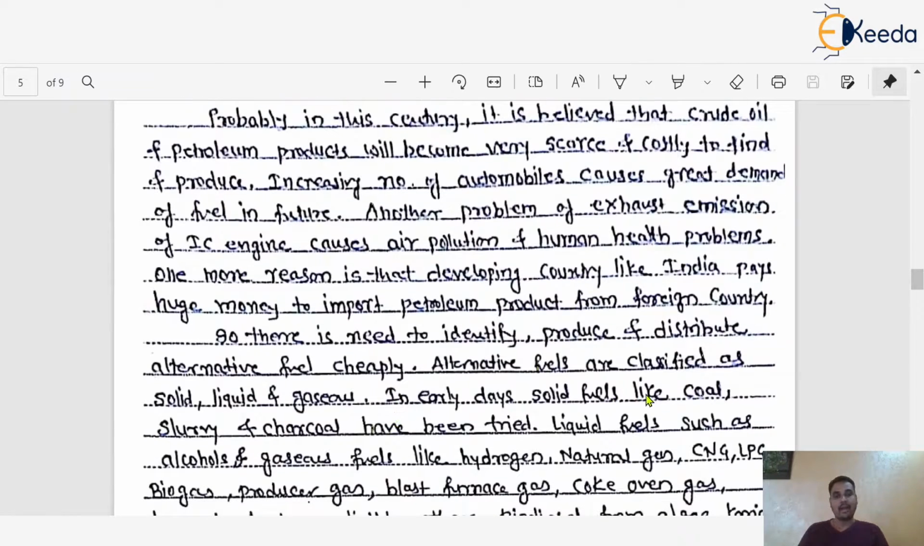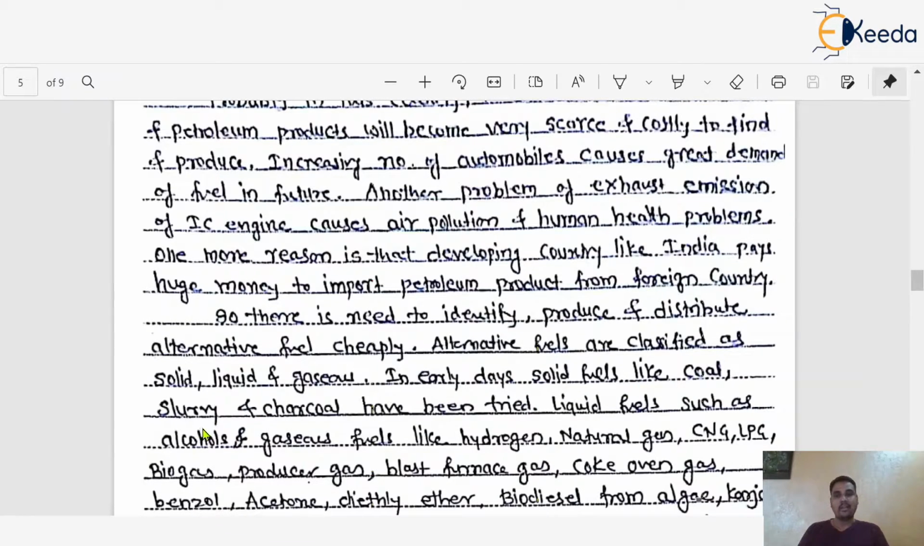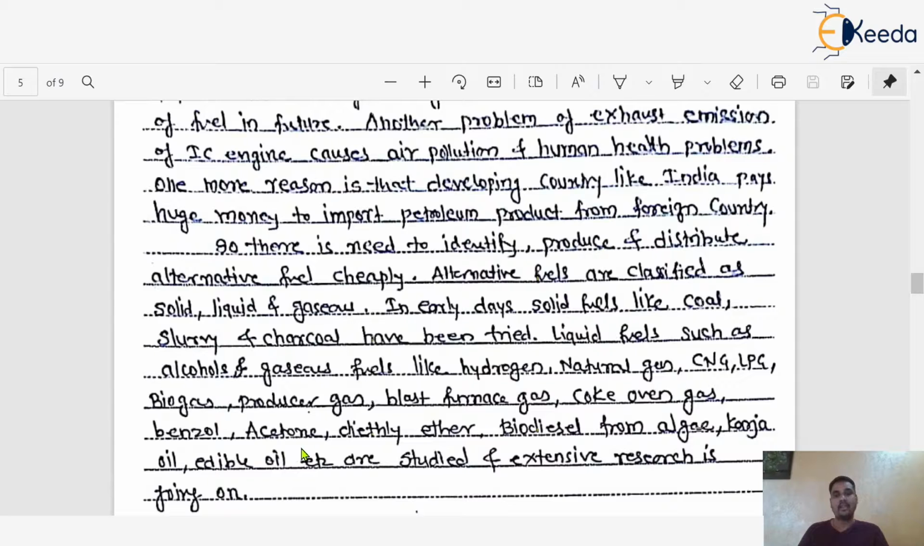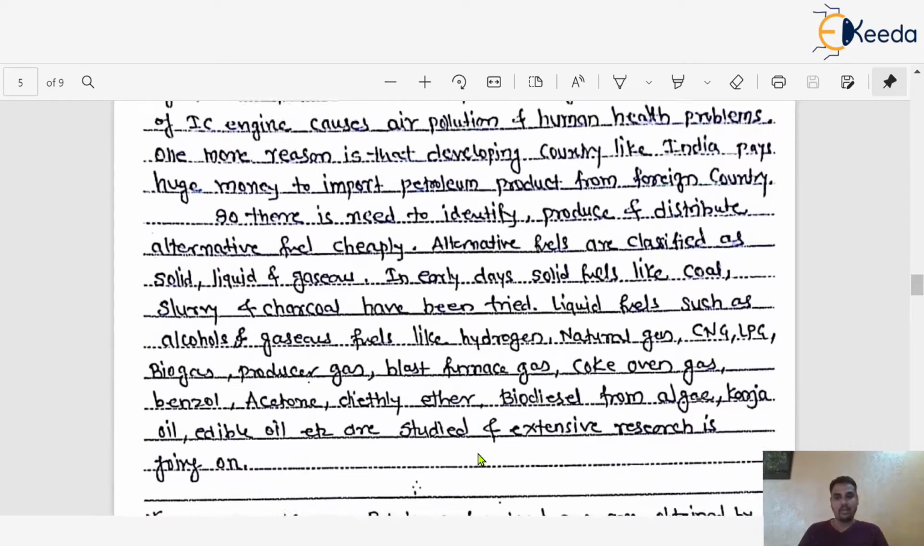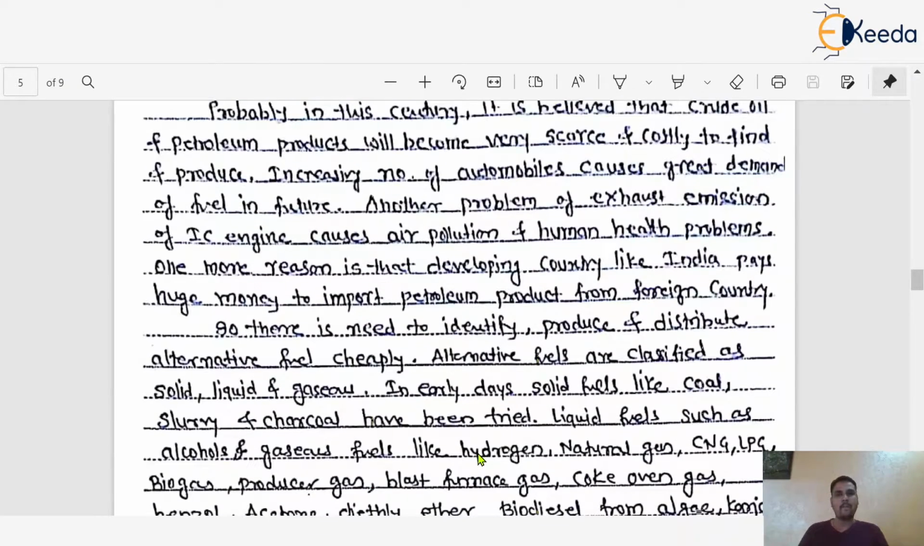Alternative fuels are classified, as we already discussed, as solid, liquid and gaseous. In early days, solid fuels like coal, slurry and charcoal were tried. Liquid fuels such as alcohols, and gaseous fuels like hydrogen, natural gas, CNG, LPG, biogas, producer gas, blast furnace gas, coke oven gas, then benzol, acetone, ethyl ether, and biodiesel from algae, karanja oil, edible oil, etc. are studied, and extensive research is going on in this field. So this is about why there is a need for alternative fuels.